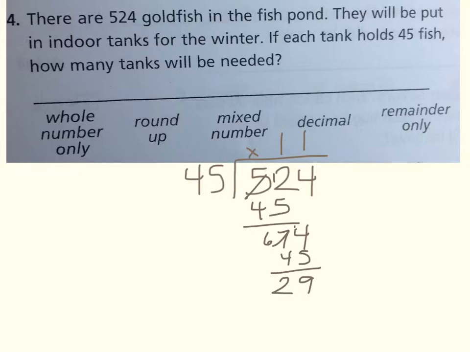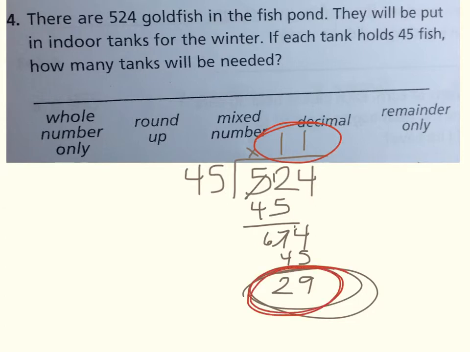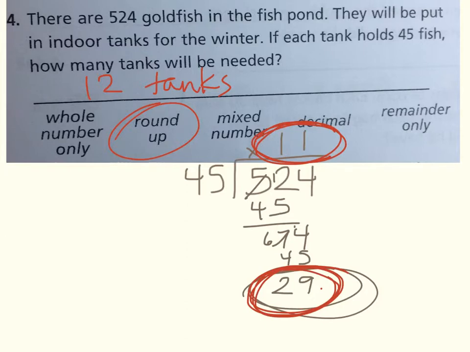But this is like that first problem with the Ferris wheel. We can't let these 29 fish die. They have to go in a tank. So what this is saying is that I have 11 full tanks with a full 45 fish in it. But then I need another tank for these 29 fish. So these are 11 full tanks plus 1 more tank for those 29 fish. So I need 12 tanks. And this is another case where I'm going to round up because I need some for the 29 fish.